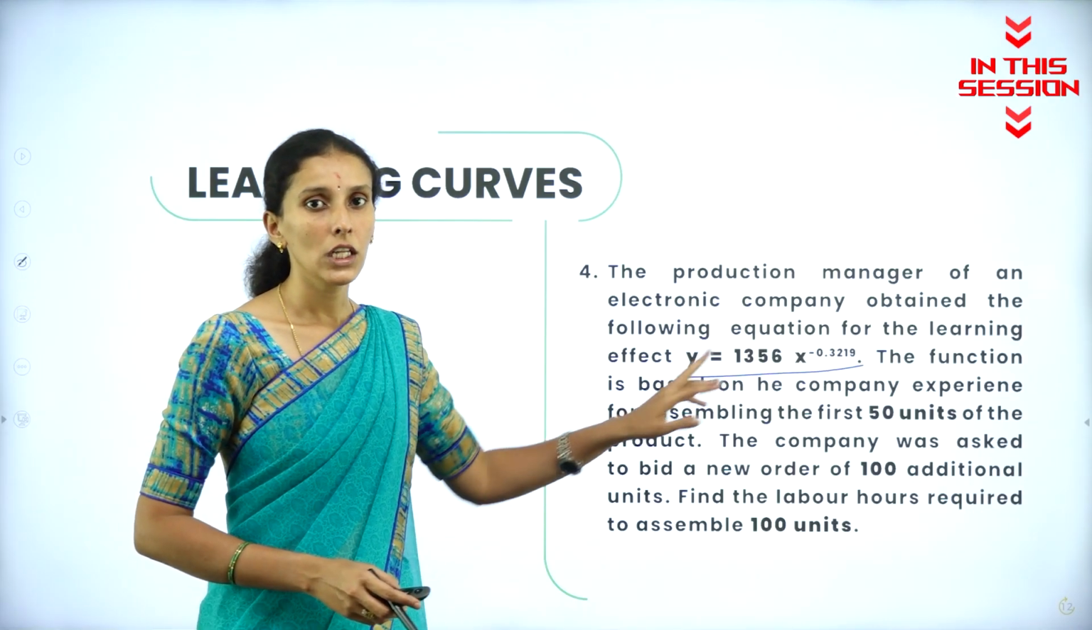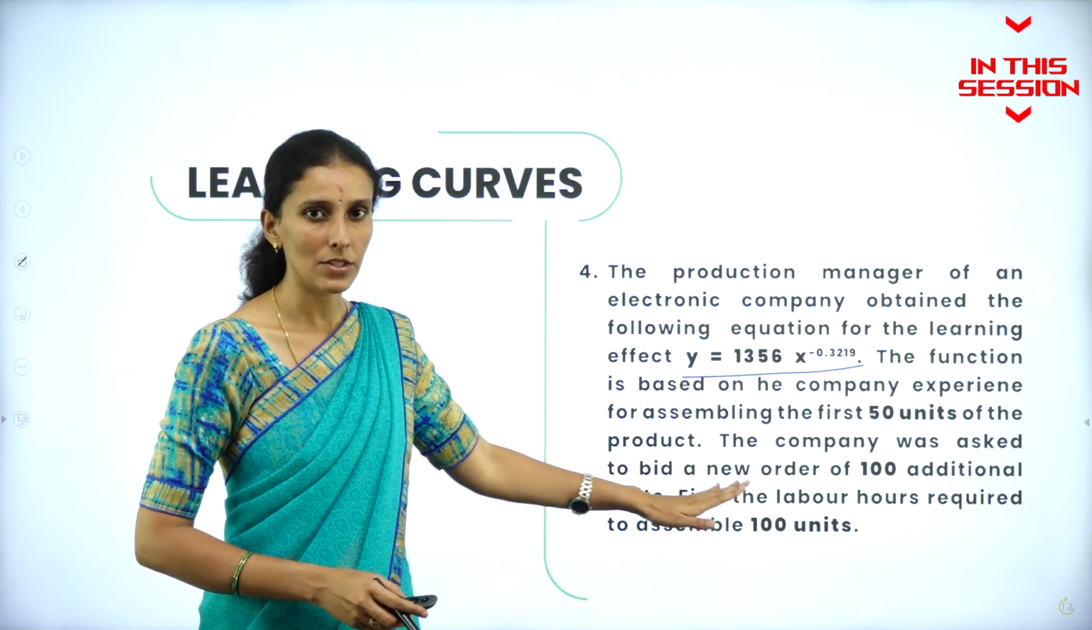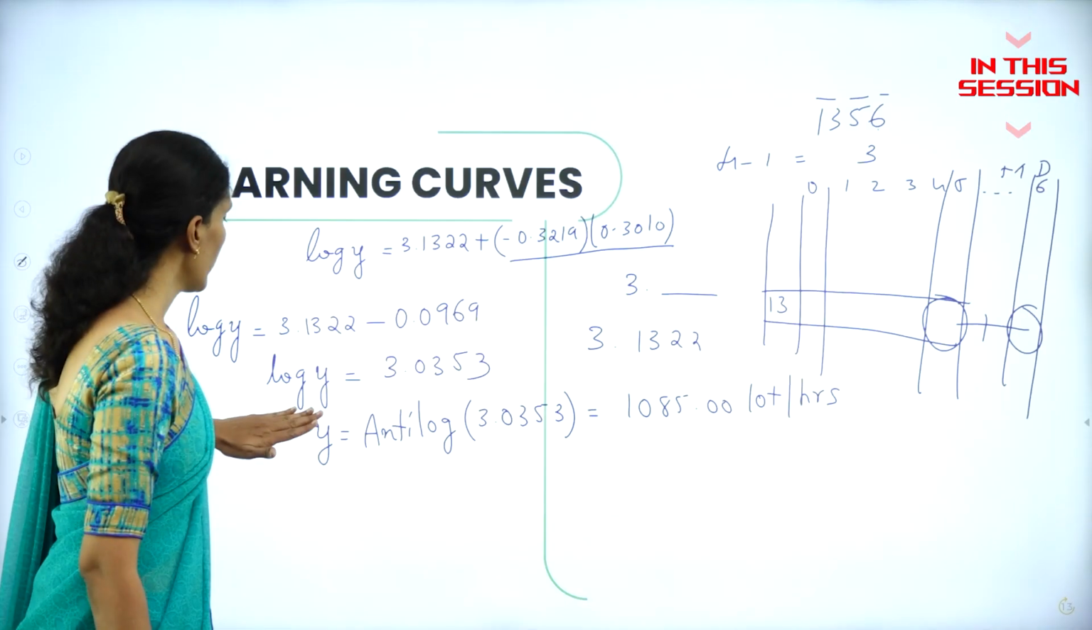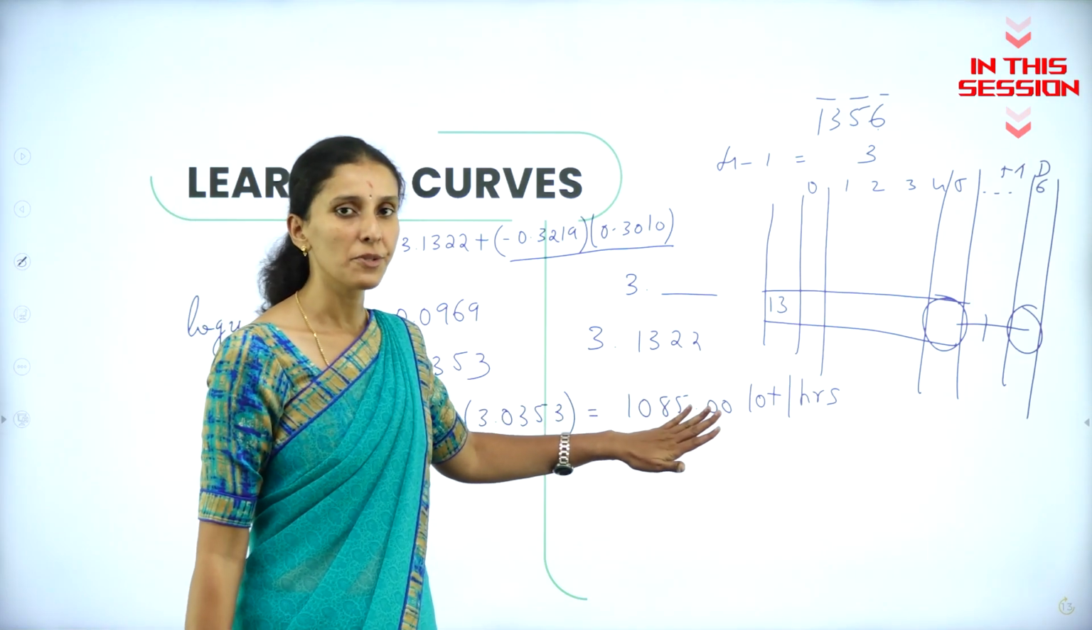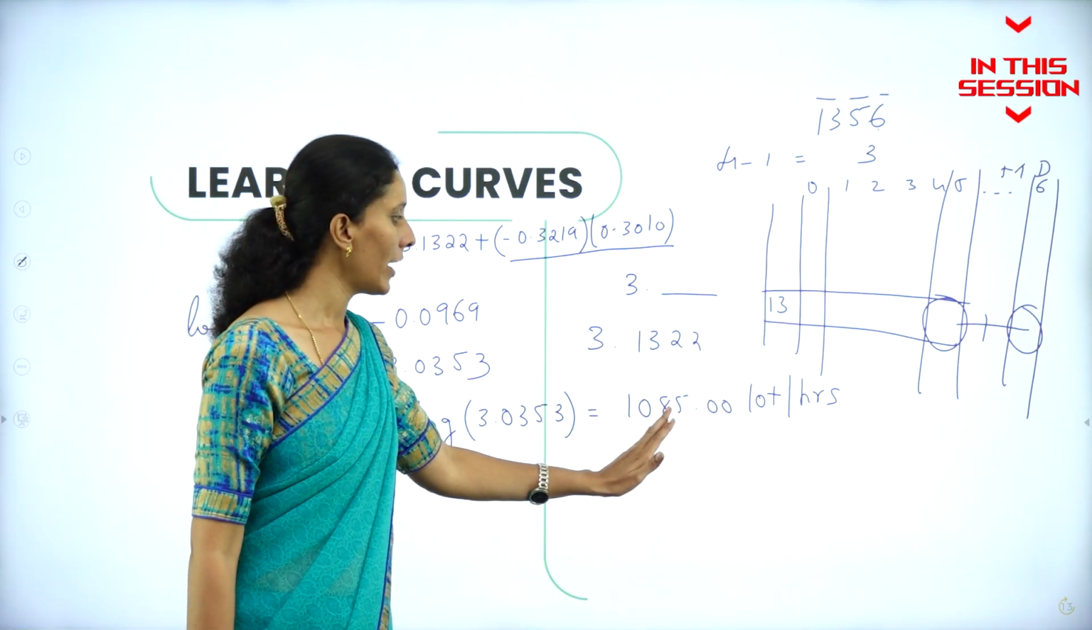One is using the linear curve equation. We can find the total labor hours as well as total labor cost. So here Y is nothing but number of units produced. So therefore you can produce 1085 lot per hours.